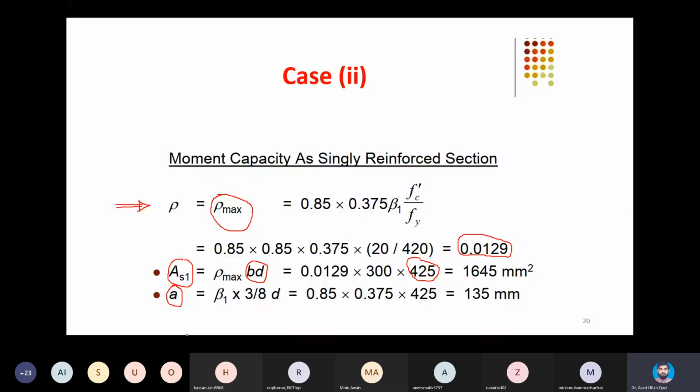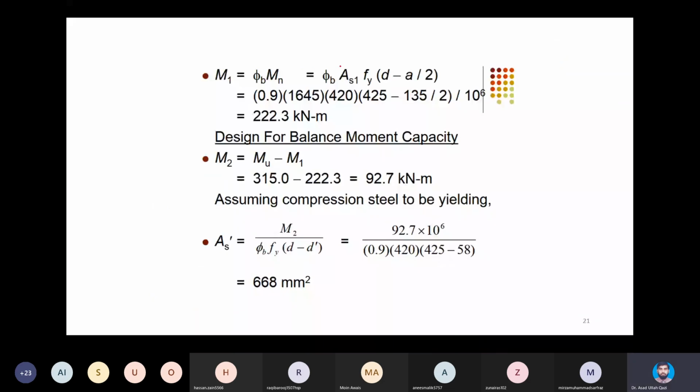I am calling the moment equation because I am using rho max. Based on that area of steel calculated and A, I am allowed to use 5.9, and I got the capacity of that section, which will make a couple between steel and concrete, a value 222.3 kilonewton meter. But sadly, my demand was 315. So I have a surplus moment of almost 93 kilonewton meter above my capacity, which I can generate with AS1.